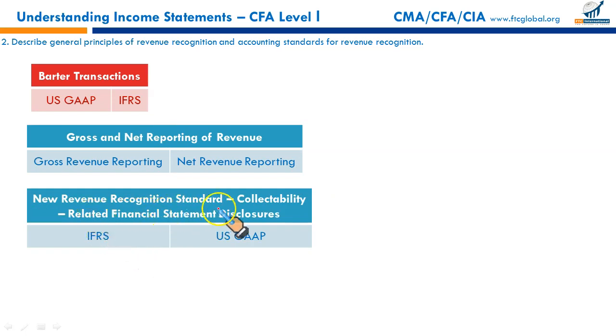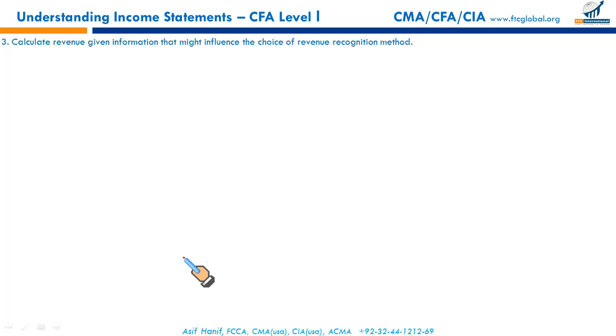new revenue recognition standard, collectability related financial statement disclosure. Under the new revenue recognition standard, since it has been issued jointly by FASB and IASB, companies are required to report different revenue contracts disaggregated into different categories. All contract related assets, that is receivables, and contract related liabilities, that would be payables, must be reported separately. That's what is required under the new standard.